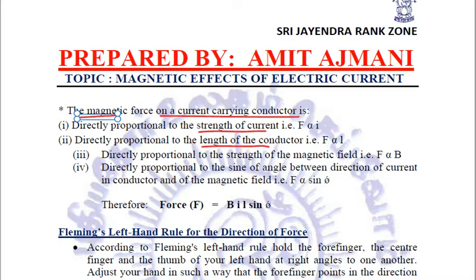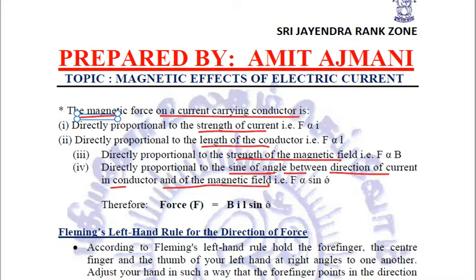It also depends on the strength of the magnetic field, and it also depends on the sine of the angle between the direction of current in the conductor and of the magnetic field. Now how does it depend? Let us try to understand one by one.